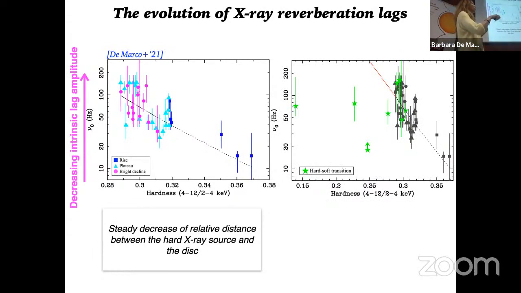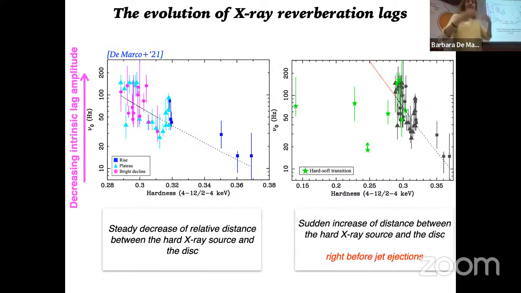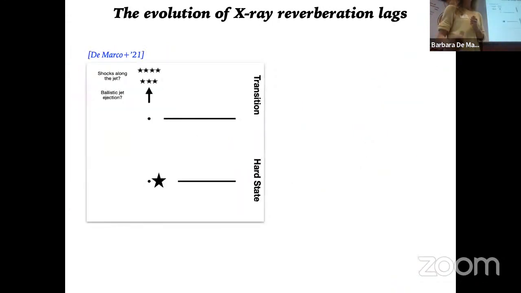So the reverberation lag doesn't follow this trend anymore. The frequency suddenly decreases, which corresponds to a sharp increase in the relative distance between this reprocessing region in the disk and the hard X-ray source. And what is interesting is that this happens just a few days before the ejection of these jet blobs. So we explained that in terms of changes in the hard X-ray source.